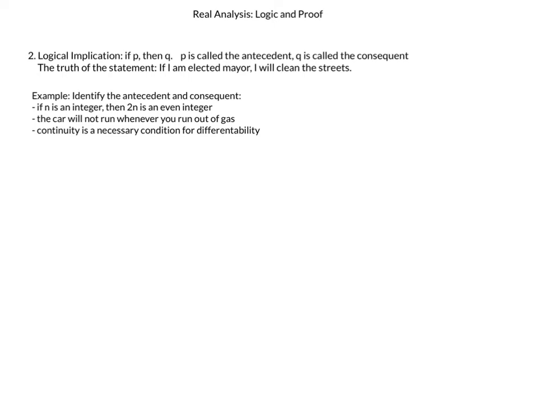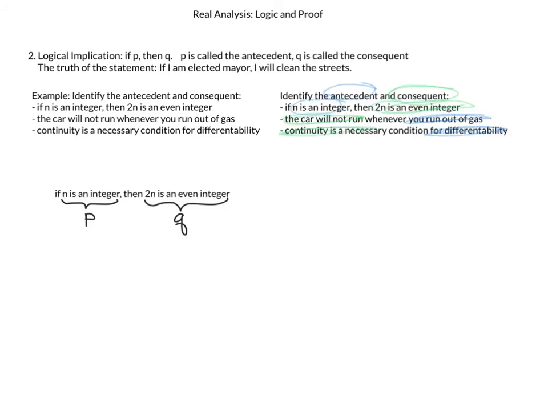Here's our next example. We want to identify the antecedent and the consequent of these three implication statements. So take a moment, pause the video, and give it a try. The first statement: if n is an integer, then 2n is an even integer. This one's fairly straightforward. P, the antecedent, is n is an integer, and Q, the consequent, is 2n is an even integer. I have the antecedent circled in blue, the consequent circled in green.